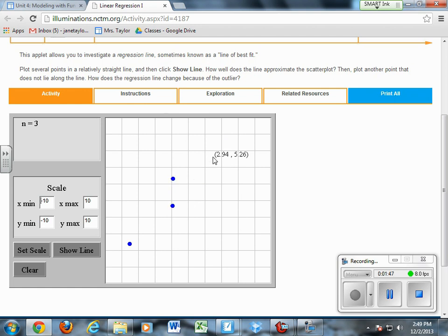Now let's make one that's a little stronger. So here we have a correlation of 0.95. What happens if I add an outlier, some point that's really far away from the line? Notice how much difference it made. It went from 0.95 to 0.44 with just 1 point added.